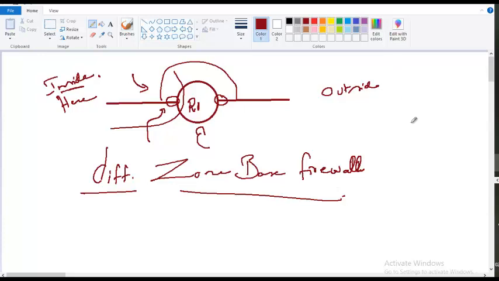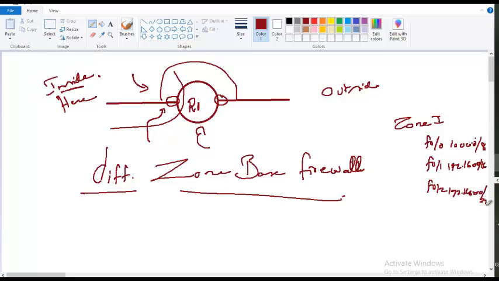Same zone. Let's say zone 1. I have F00, F01, F02. On F00, I have 10.0.0.0/8. On F01, I have 172.16.0.0/16.